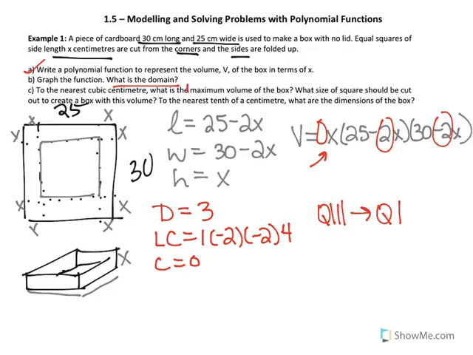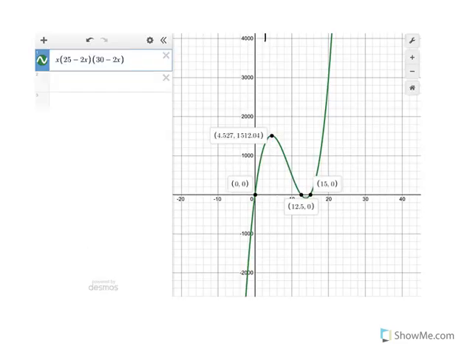We also want to find the maximum volume of the box and what size the square should be cut out. So I want you to pause the video and type this into Desmos and graph it. Your graph should look like this.